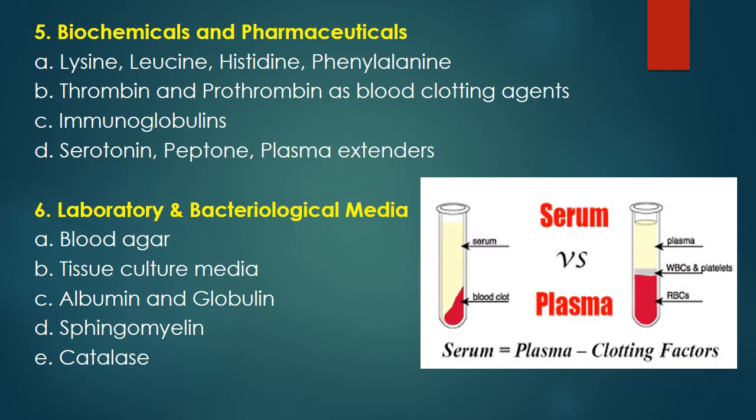Here we can see other uses like biochemicals and in the pharmaceutical industry, like preparation of amino acids: lysine, leucine, histidine, phenylalanine. We can prepare thrombin or prothrombin as blood clotting agents. We can prepare immunoglobulins or serotonin, peptone, plasma extenders, etc. Then there are several uses in the laboratory, as bacteriological media like blood agar, tissue culture media, albumin and globulin as laboratory reagents, then sphingomyelin, catalase as an enzyme. So all these things can also be prepared from the blood.